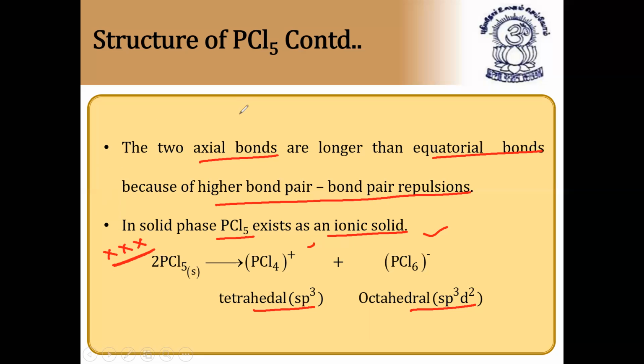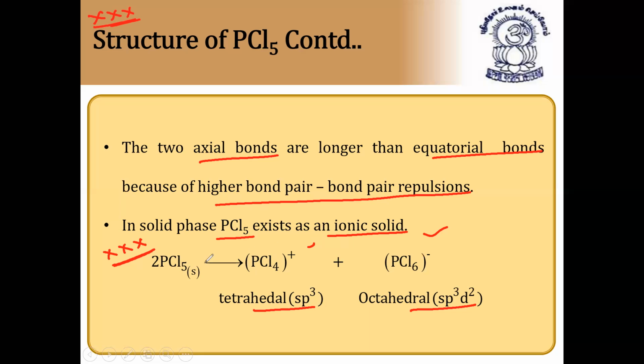So the structure of PCl5 is most important. Please note down these points. First point, PCl5 undergoes sp3d hybridization. Second point, it has trigonal bipyramidal structure. And third point, the bond angles are 120 degrees, 180 degrees, and 90 degrees respectively.